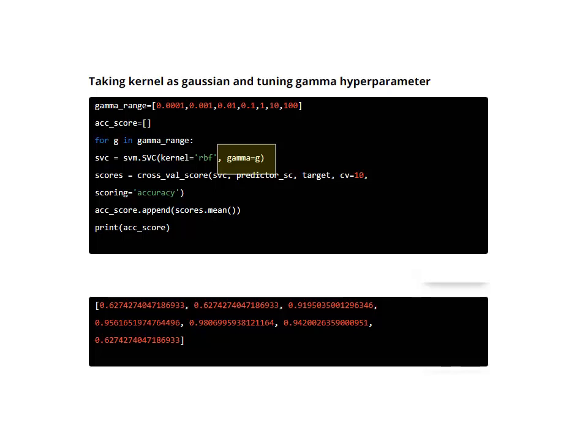In this example, we take a Gaussian kernel and tune the gamma hyperparameter. So we have 7 values: 0.0001, then 0.001, 0.01, 0.1, 1, 10, and 100 for gamma, and we get those accuracy scores.